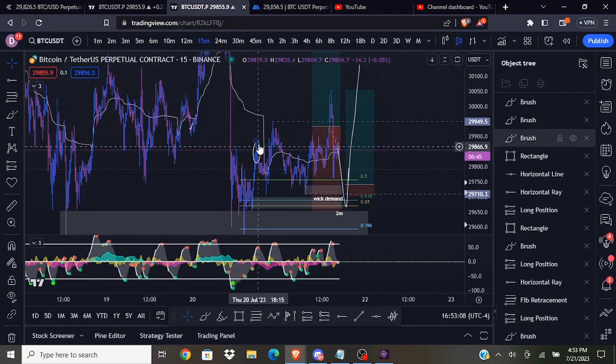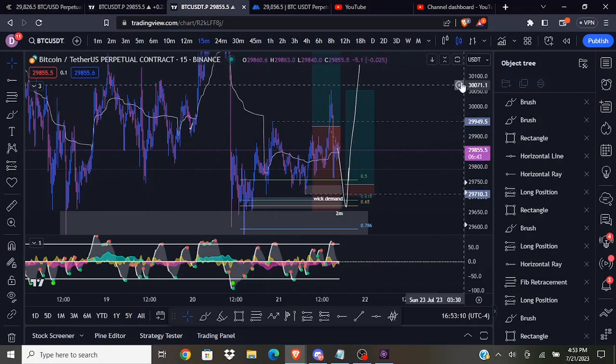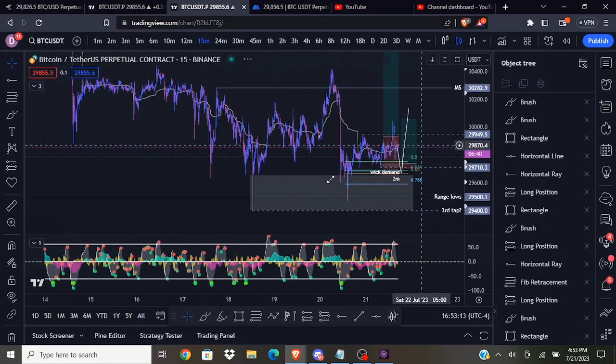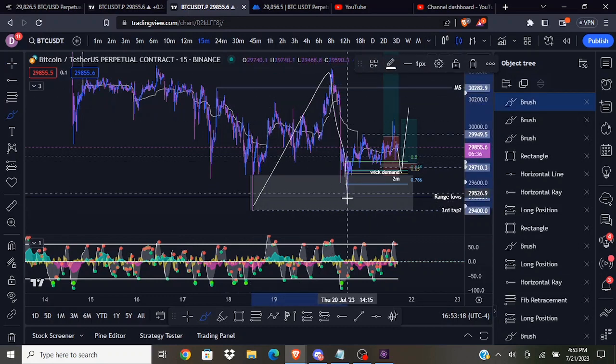And yeah, basically that is my mindset with this trade. Now I'm in a long trade after breaking higher time frame structure and getting this retest.